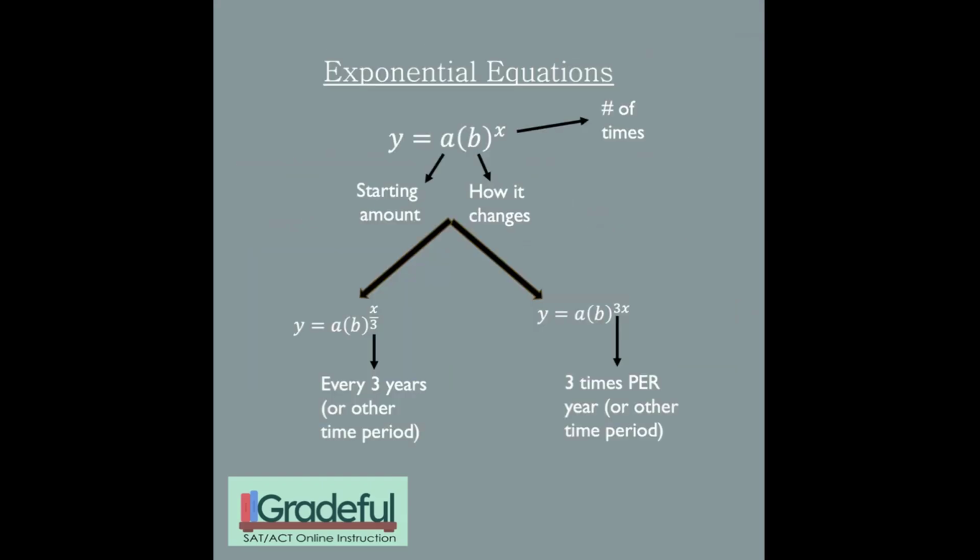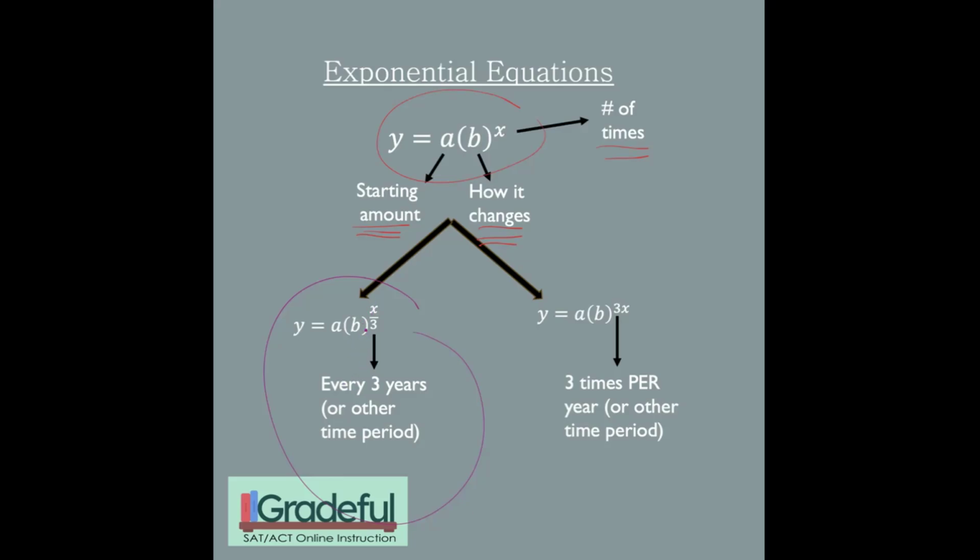The basic exponential equation looks like this: y equals a times b to the x. A is the starting amount, b is the way it changes. In this situation, it's doubling, and x is the number of times that happens. And you're going to see two main variations to that on the SAT. You can have something doubling every number of years, let's say, if we're talking about years or hours or seconds, or every time x is going up by 3.